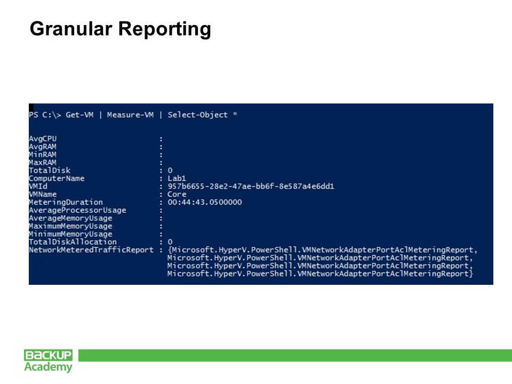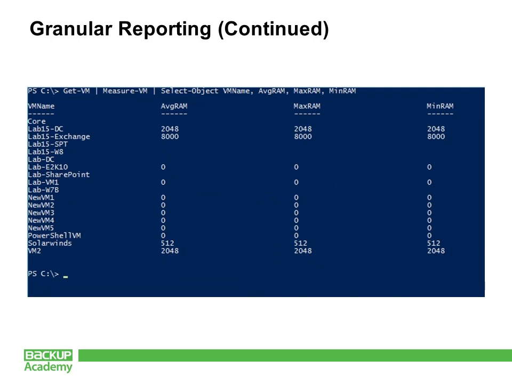So let's continue on. Let me show you how this works. Let's suppose, for example, that you wanted to create a custom report and you wanted to include the average RAM, maximum RAM, and minimum RAM. Well, what you would do is start with get-vm, just as we have in all of the commands that we've looked at, and then we pipe that into measure-vm so that we can get the resource metering data.